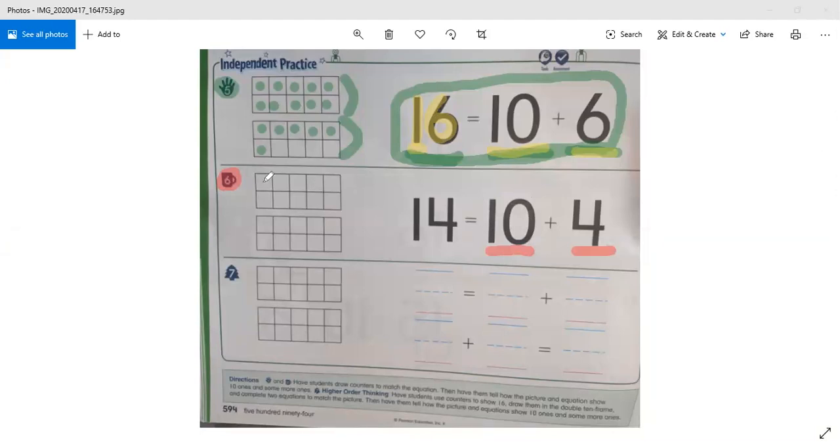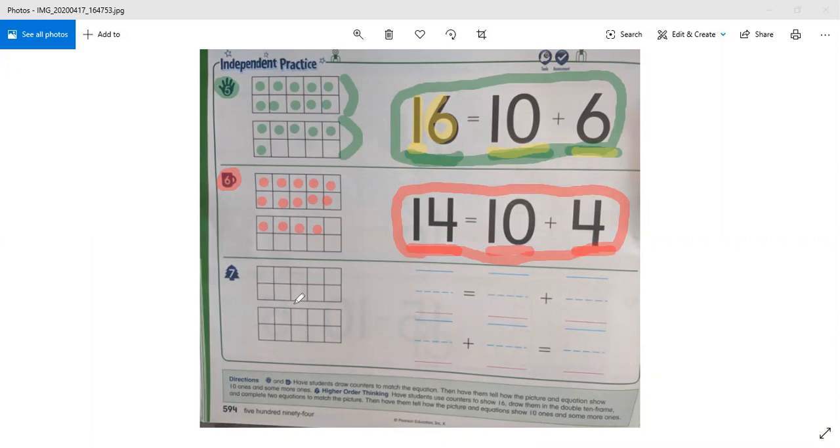So 14 has 10 ones, 1, 2, 3, 4, 5, 6, 7, 8, 9, 10, and 4 more ones. 1, 2, 3, 4. There we go. So if you added all those together, you would get what number? 14. And then I want you to say out loud, 14 is 10 ones and 4 more ones. And I want you to write this equation down for number 6. 14 equals 10 plus 4. So that was for number 6.